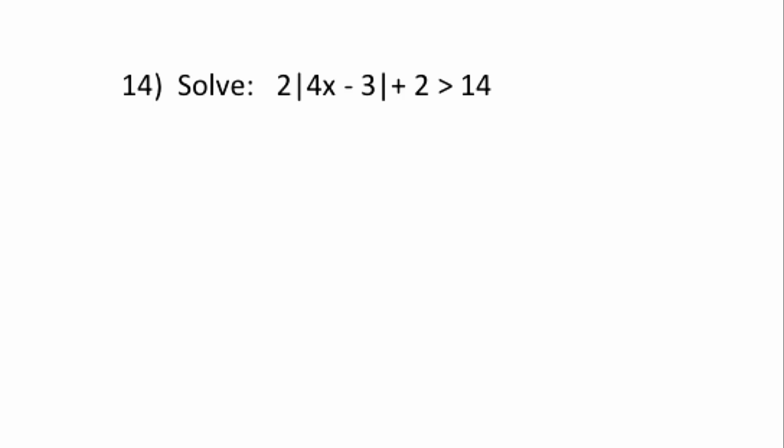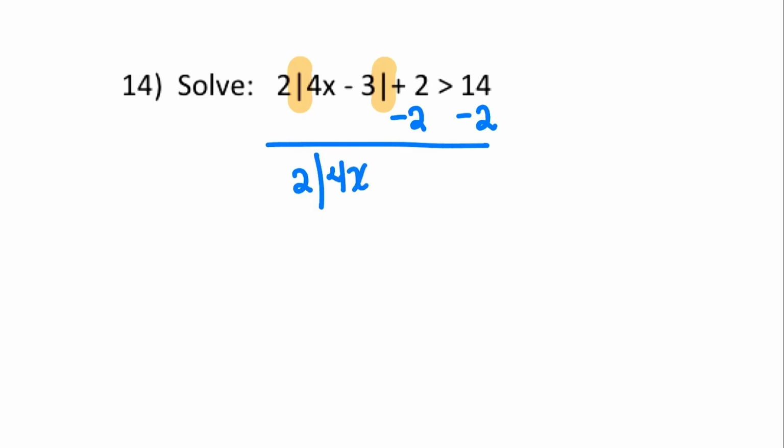We're going to solve 2 times the absolute value of 4x minus 3, plus 2, being greater than 14. First thing that we need to do is isolate our absolute value symbols. So we're going to subtract 2 from both sides. When we do that, we're going to get 2 times the absolute value of 4x minus 3 is greater than 12. Next, we're going to divide both sides of the inequality by 2.